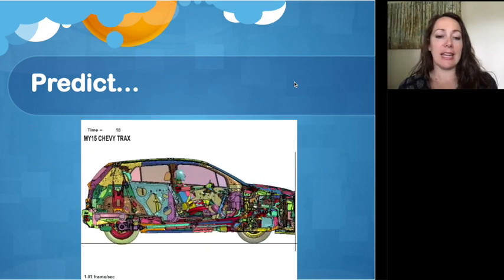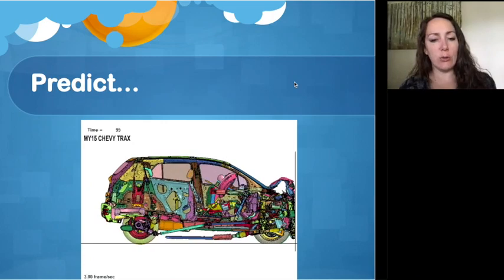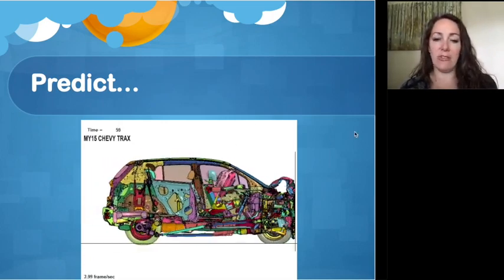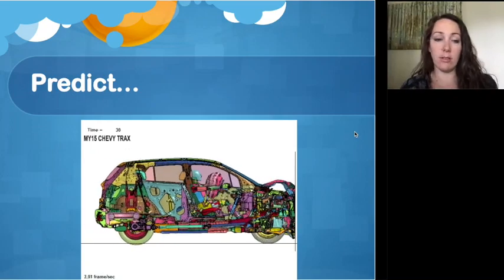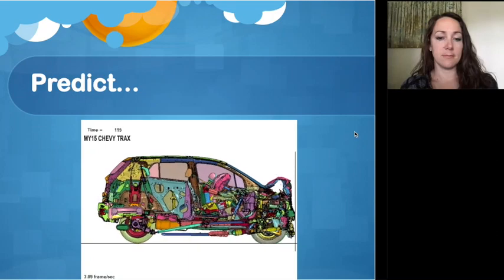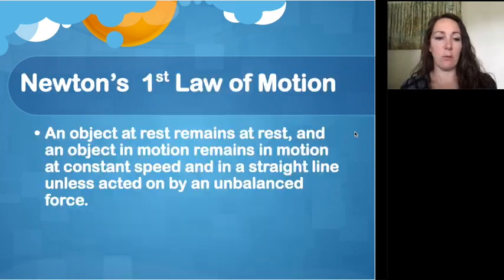So I want you to take a second, look at this, and predict. Tell me why you think the crash test dummy keeps moving after the car hits the wall. Why do you think? All right, let's look at why. It's because of Newton's first law of motion.